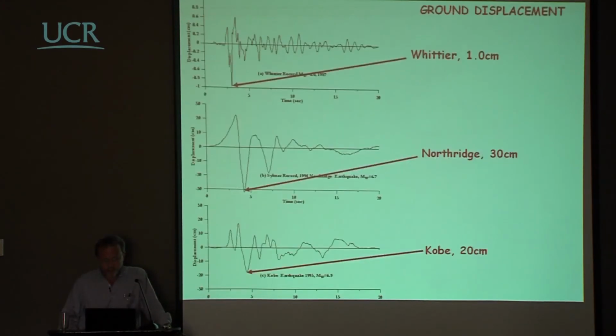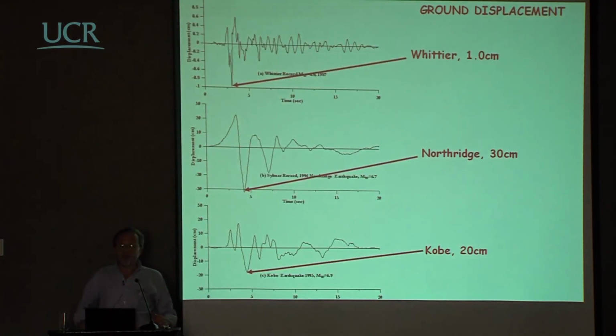Now, if you look at the ground displacement, please note, ground displacement. This is not the peak displacement demand in a spectrum. It's the ground displacement. But if you look at the three levels of ground displacement, in the case of Whittier, you had 1 centimeter. In the case of Northridge, you had 30. In the case of Kobe, you had 20.